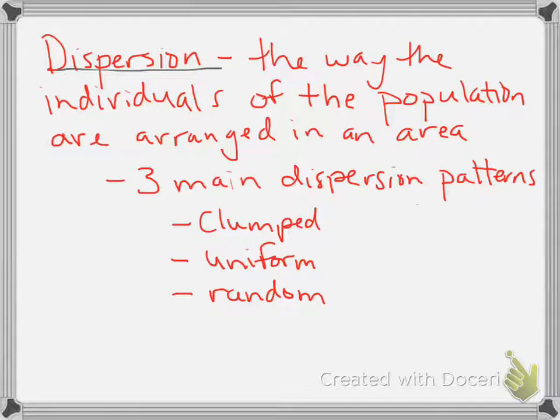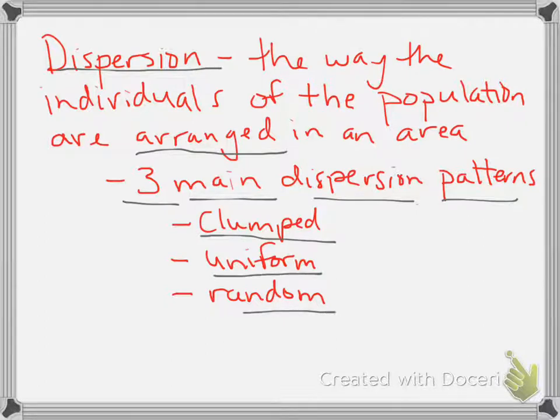And then dispersion is the way the individuals of the population are arranged in an area. And there are three different dispersion patterns. And we don't often think about this as being the case, but this is how populations exist. They can be clumped, they can be uniform, or they can be random. So let's take a look at what that looks like.